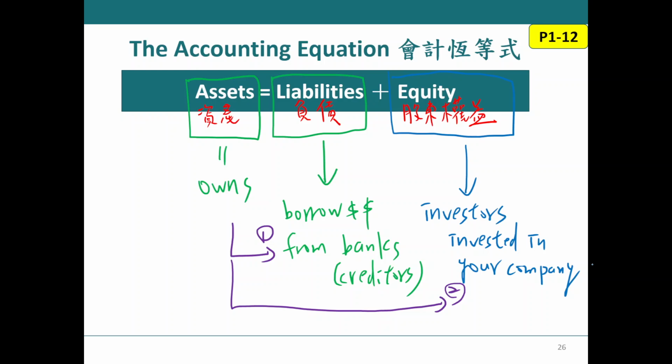Okay? So that's why this is our accounting formula. It makes sense, right? When you want to have something, you should try to get the money first. First way, borrow money from the bank, creditors. That's why we have liabilities. Second way, ask investors to invest in your company. So investors will become your shareholders. That's why equity, we talk about shareholders.